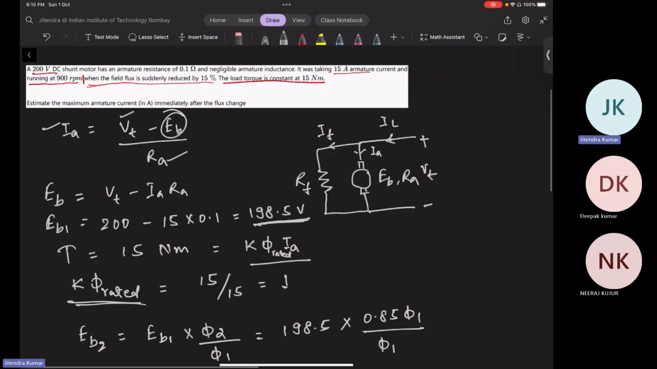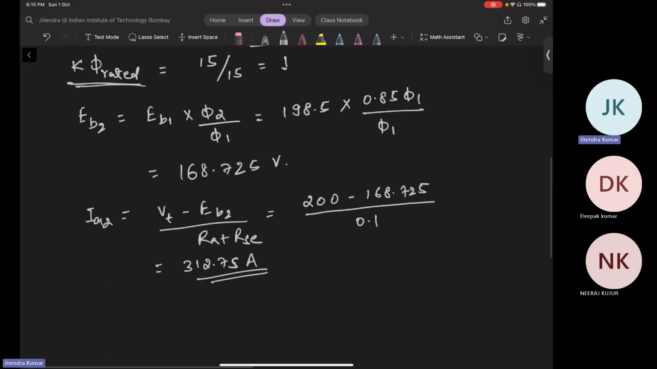If you had some series resistance here, this series resistance would have limited this current. Okay, field series compound kind of motor. But anyhow, in this problem it is not the case. So you have to pump in 312 amps of current into the circuit to maintain the load torque. Okay, any doubt in this part?